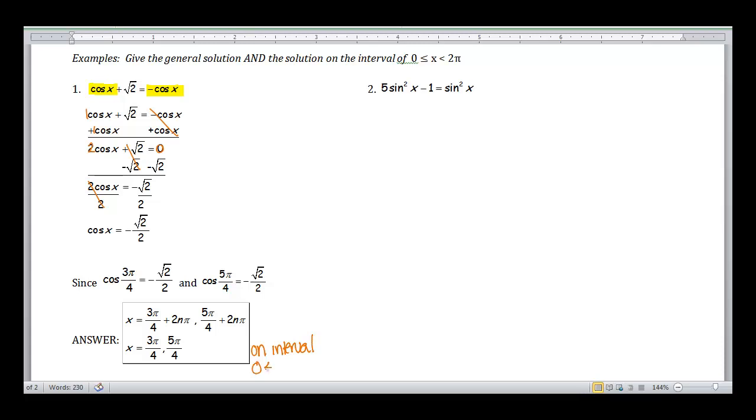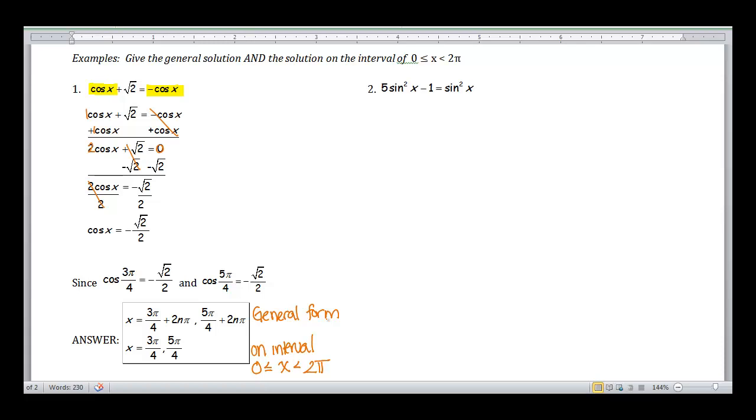between 0 and 2 pi, or since those values, 3 pi over 4 and 5 pi over 4, were not 1 pi or 180 degrees apart from each other, in the general form, I would have to add 2n pi.